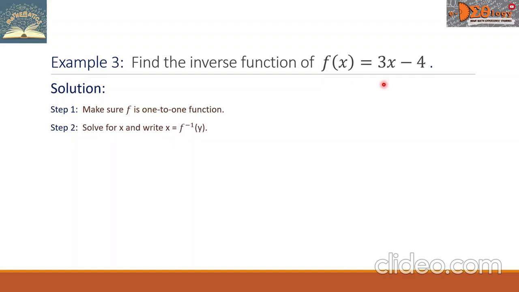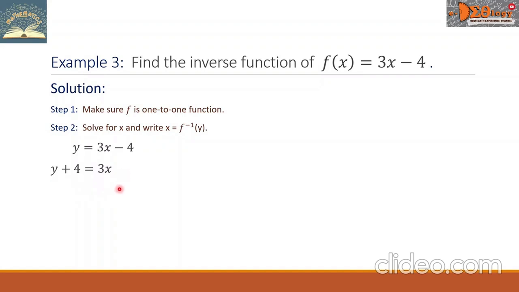Now step 2. We solve for x and write x equals f inverse of y. So we write this equation down here, but instead of f of x, I will use y. So we have y equals 3x minus 4. Now we solve for x. This negative 4 we transpose to the left. The negative 4 becomes positive. So we have y plus 4 equals 3x. Then we isolate x.